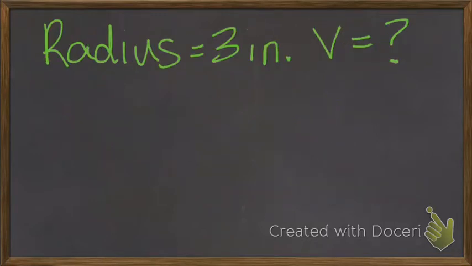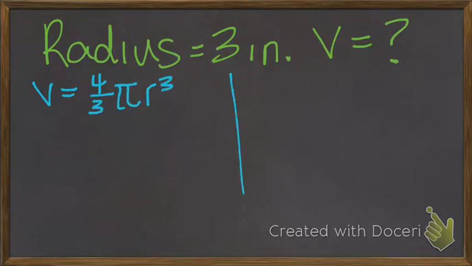I'm not going to give you a picture. Here's just some words. The radius is equal to 3 inches. So what is the volume of the sphere? We're always going to start with our formula, 4/3 pi r cubed. I'm going to solve this two different ways, so that's why I'm drawing the line.